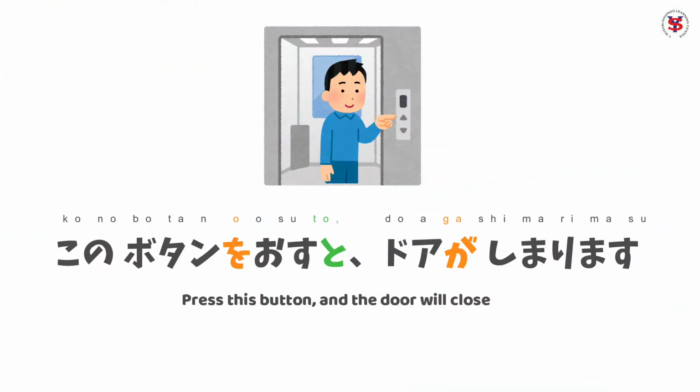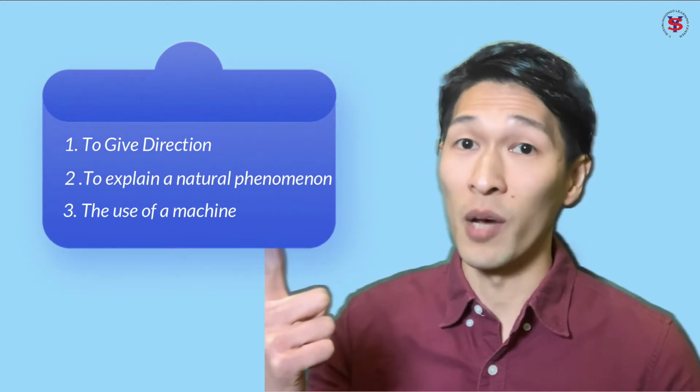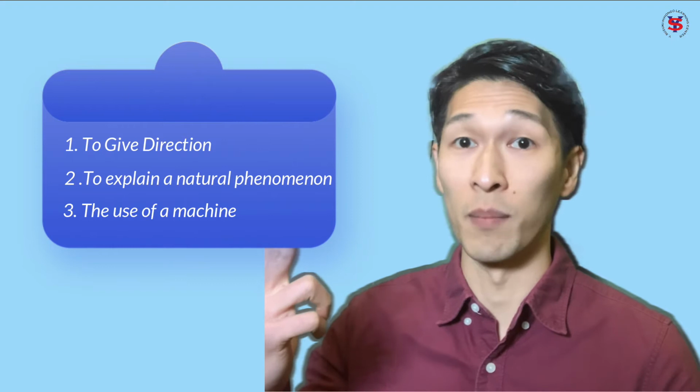So for example, nasa loob tayo ng elevator. Press this button and the door will close. So pindutin mo yung button at sasara ang pinto. In Japanese, that's このボタンを押すとドアが閉まります。Ito ay pangunahing ginagamit sa mga sumusunod na tatlong uri ng mga pangungusap. Ito ay to give direction, to explain a natural phenomenon, and the use of a machine.